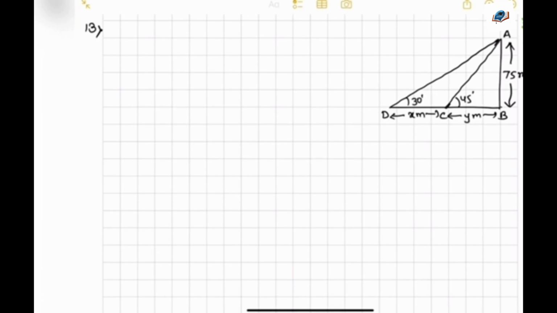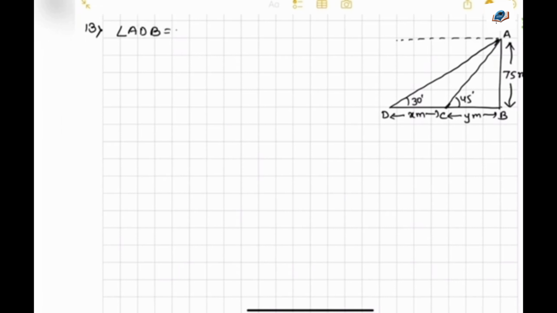Next, it says, as observed from the top of a 75-meter high lighthouse from the sea level, the angle of depressions of two ships are 30 degree and 45 degree. If one ship is exactly behind the other on the same side of the lighthouse, find the distance between them.